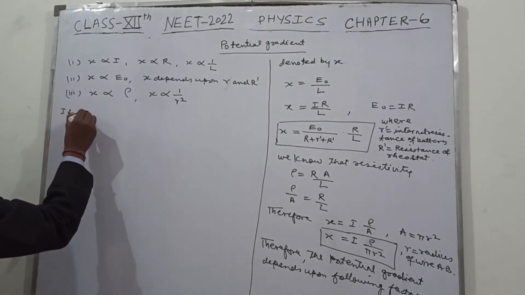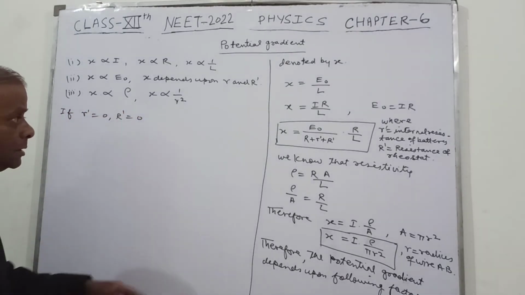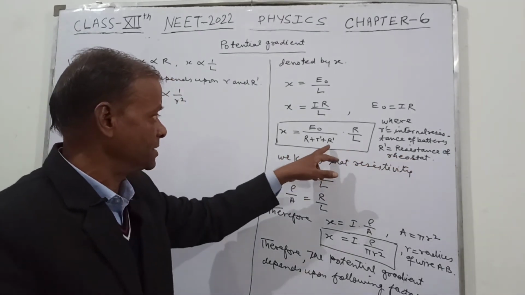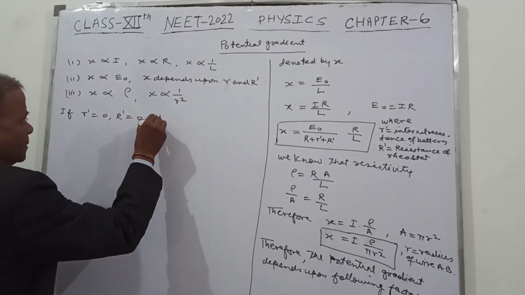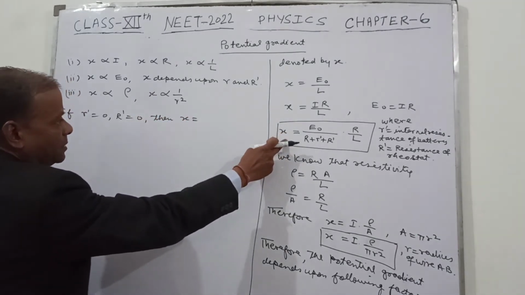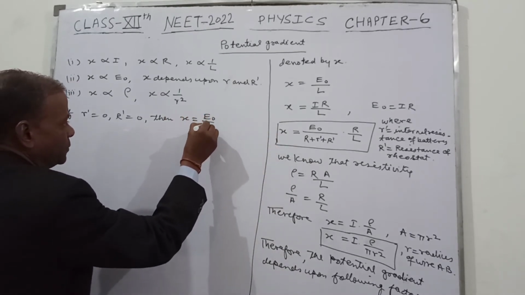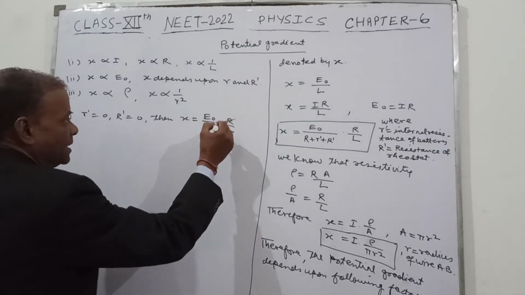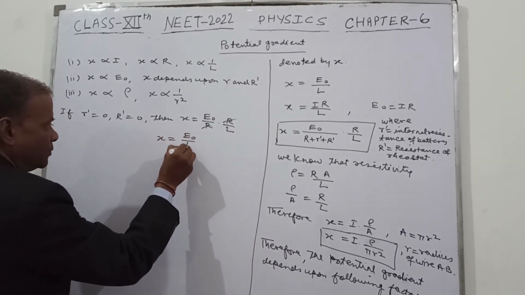Now if we suppose r dash equal to 0, that is, the internal resistance of the battery is 0 and the resistance of the rheostat is also 0, then from here we get x equal to E naught upon R into R upon L. So this R and R will cancel, so x equal to E naught upon L.